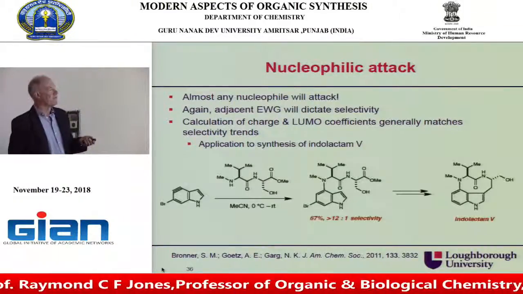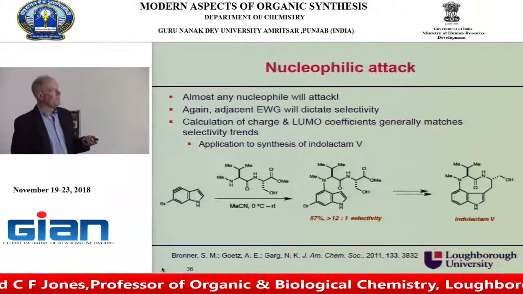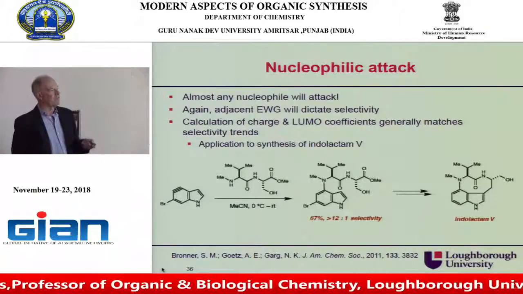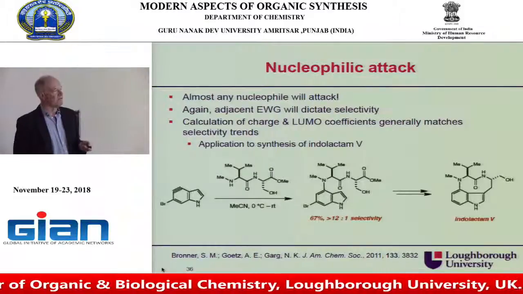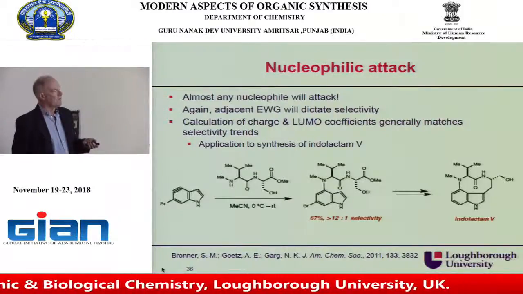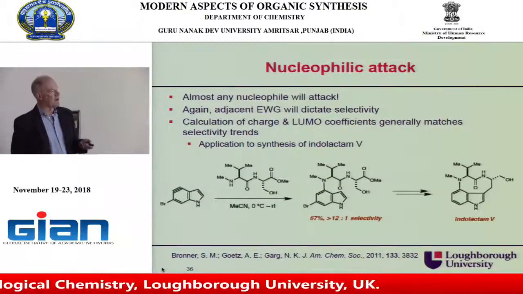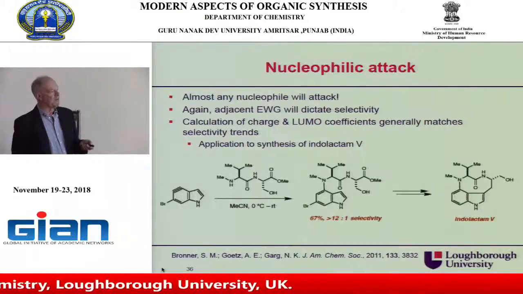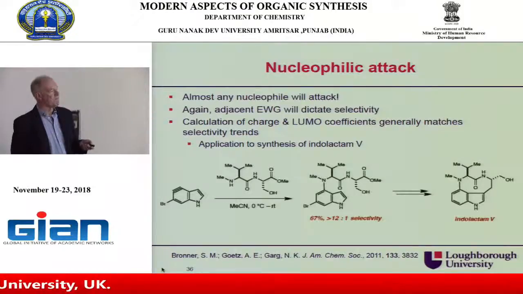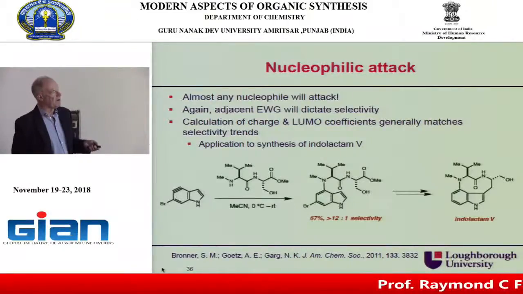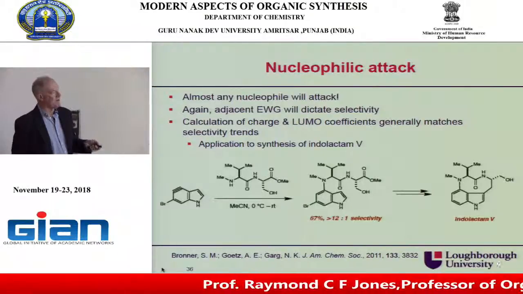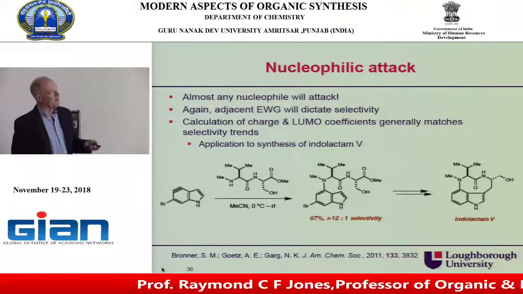So anyway, here is an application to the synthesis of this natural product, indolactam. So benzyne is used to make the bond between nitrogen and the benzene ring in this indole derivative. In other words, to go via this intermediate. And here is the benzyne that was made. I haven't shown how it was made, but this is the benzyne that you reach.